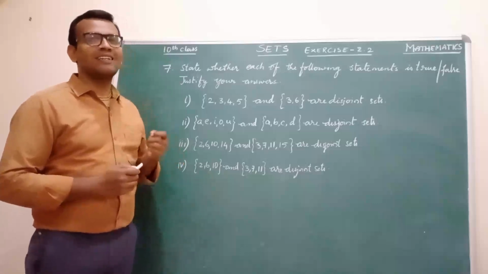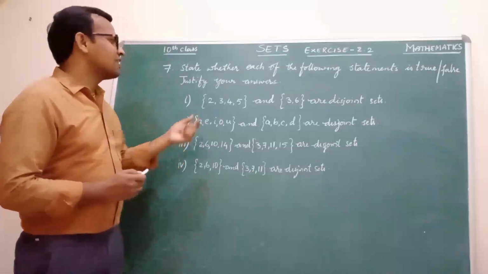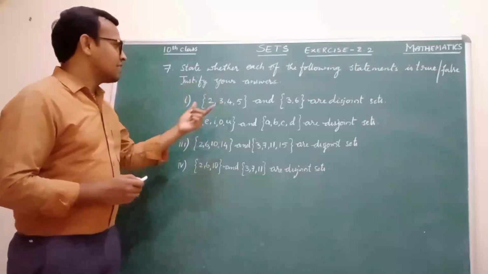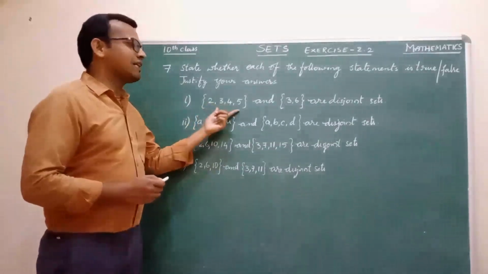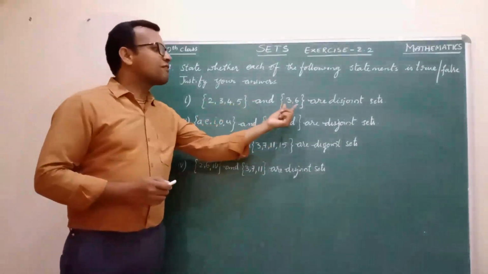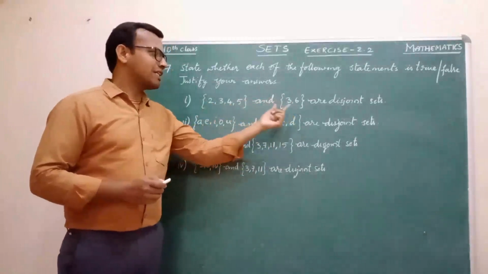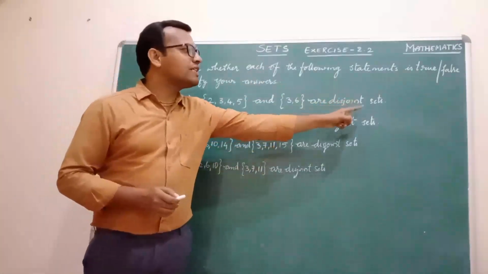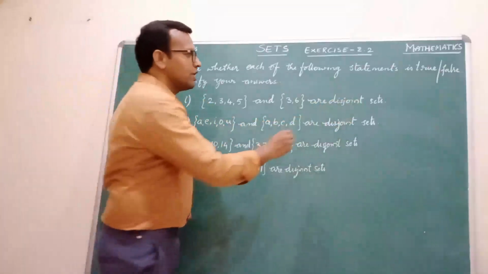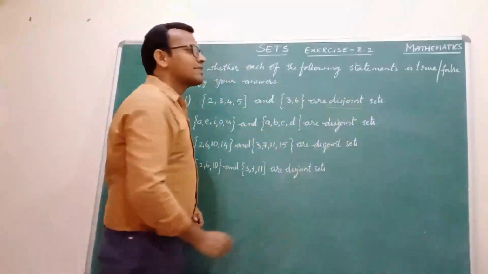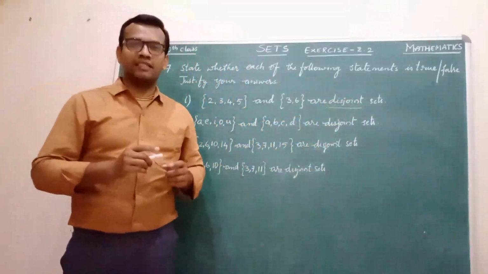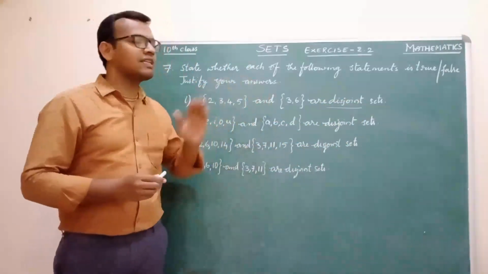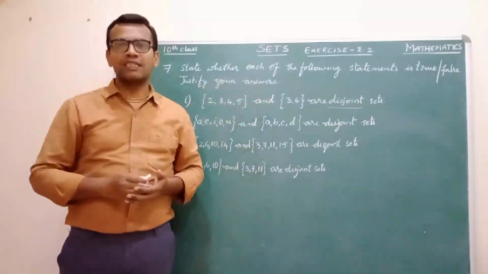So let us start with the first one. Here is the statement. Set of 2, 3, 4, 5 and set of 3, 6 are disjoint sets. So here he is saying the sets are disjoint. So these two sets are disjoint. That is the statement given.